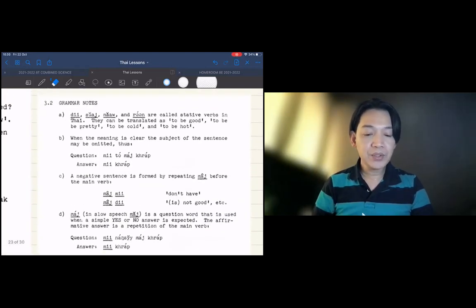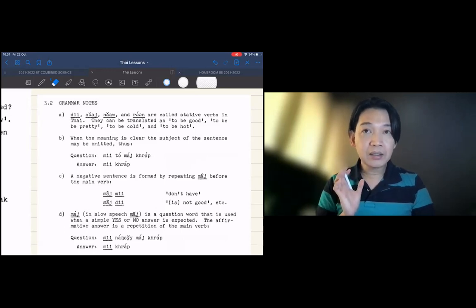And then we also use the adjectives. They are also referred to as stative verbs in Thai because they could also mean verbs. Di is good, suwai is beautiful or pretty, nao is cold, and ron is hot.